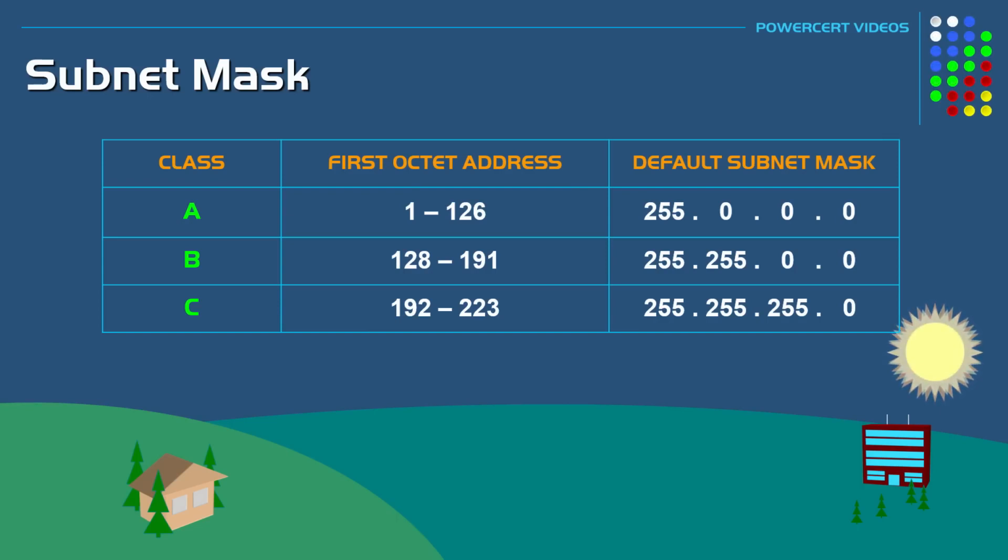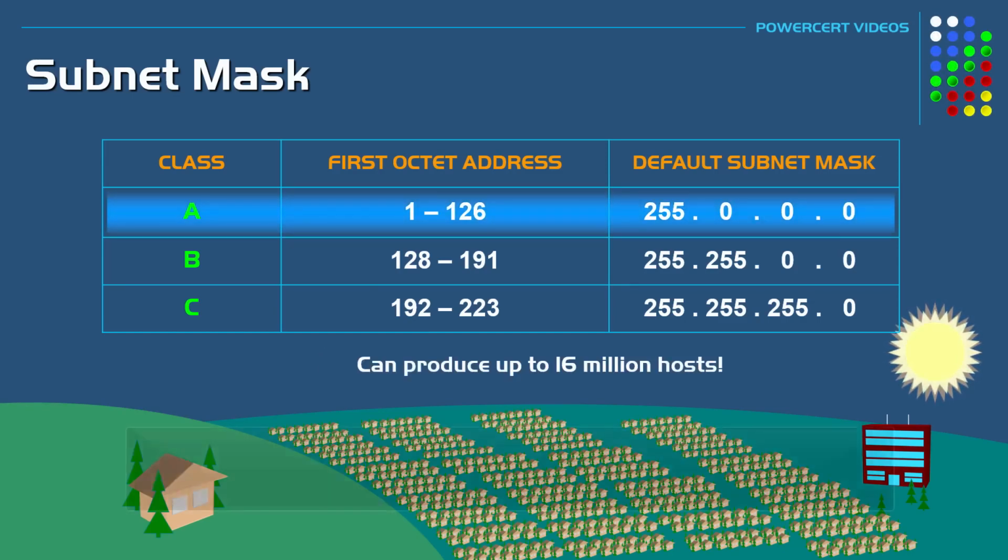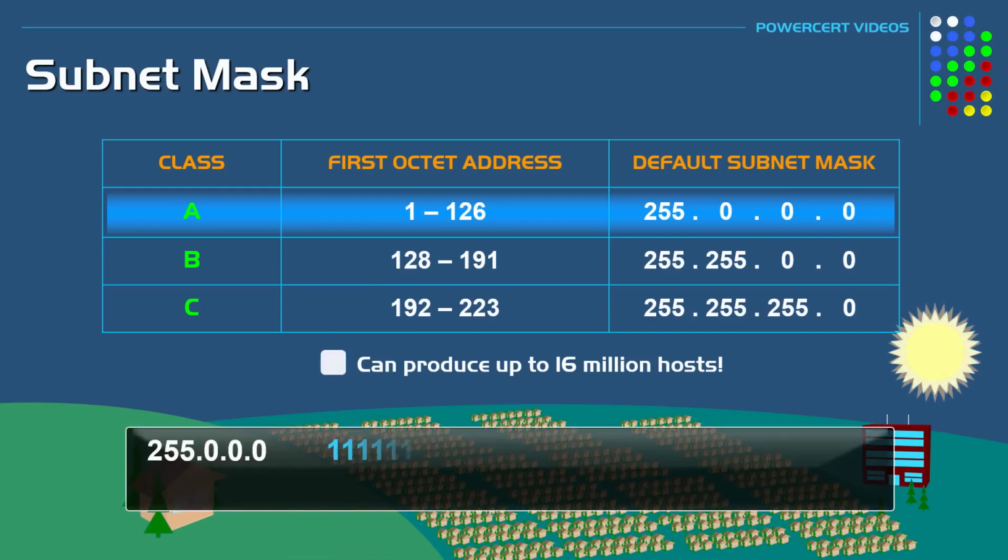Now, when an organization needs networking, they will need an IP address class according to the needs of that organization, which is based on how many hosts they have. So if an organization has a very large amount of hosts, they will need a Class A IP address. A Class A IP address can produce up to 16 million hosts.